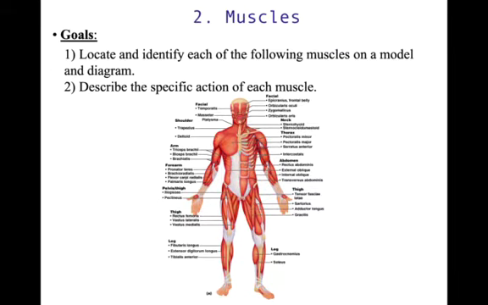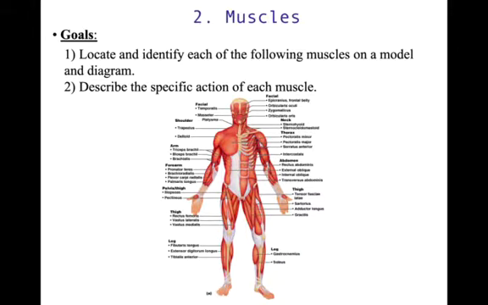So the goals are to locate and identify each of the following muscles on a model and a diagram, and describe the specific action of each muscle. On a lab exam, if this was on campus, I'm going to put a sticker on these models and ask you to name the specific muscle and its action. So you have to not only identify the name of the muscle, you have to tell me what type of movement it does when that muscle contracts.